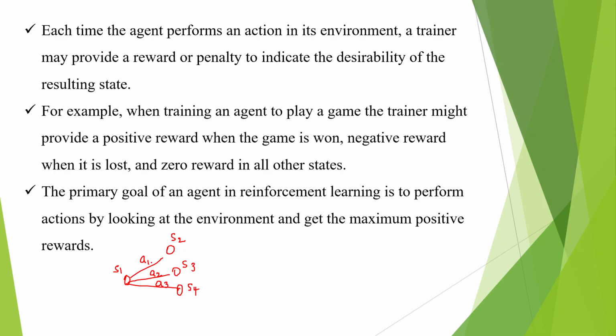And when performing this type of action, obviously the supervisor, the trainer, will give some kind of reward. Let us say R1 when it is performing action A1, R2 when it is performing action A2, and R3 when it is performing action A3. So if the agent from S1 state performs action A1, he will get R1 reward and the resulting state will be S2. Same way, if the agent from S1 state performs the A2 action, the awarded reward will be R2 and the resulting state will be S3.